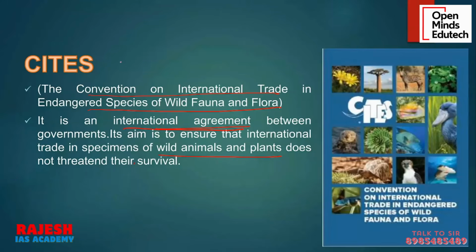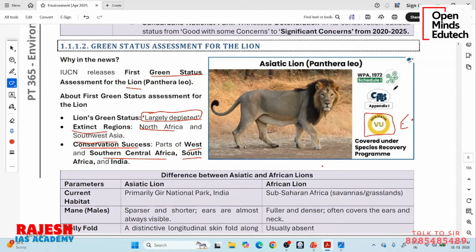Like CITES will have 3 attachments. This CITES agreement will have 3 attachments: Appendix 1, Appendix 2, Appendix 3. Okay, as we go on further, we will see what these appendices are. Each appendix we will read. But see here, it is given in this CITES, this lion is mentioned in Appendix 1.